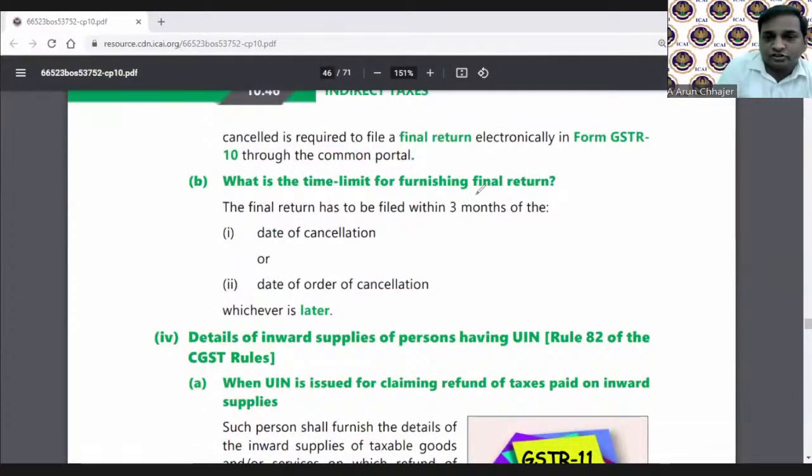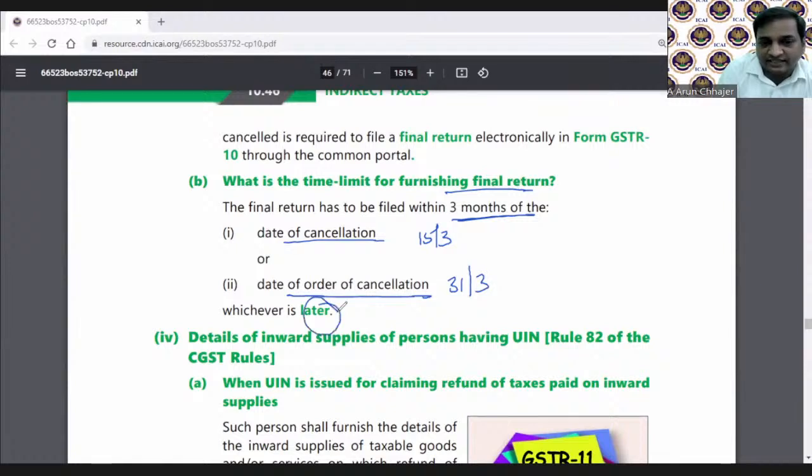Final return should be filed within 3 months of the date of the cancellation or date of the order. Cancellation was 15th March. Order was issued on 31st March, whichever is later. So 31st March, add 3 months, so it will come 30th June.